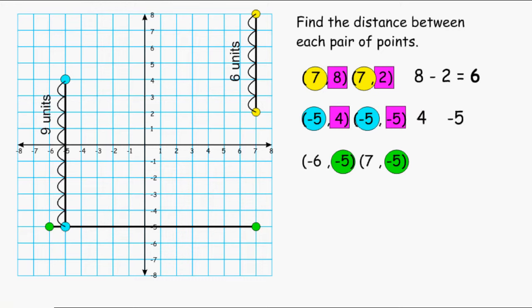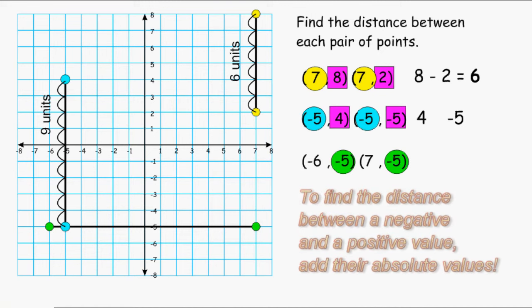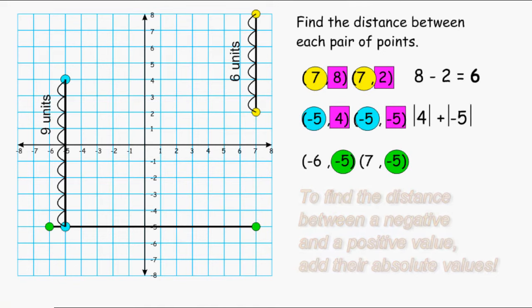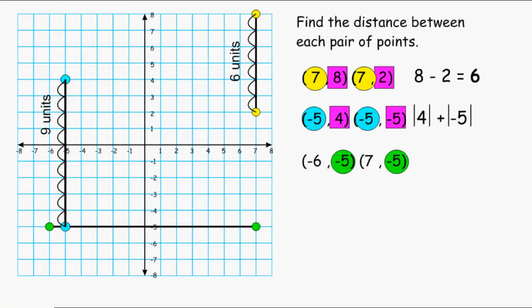Now notice how in this example, we had a negative value and a positive value. When finding the distance between a negative value and a positive value, you must add their absolute values together. If you forgot what absolute value is, it is simply the distance a number is away from zero. The absolute value of a number is always positive. We can look at the coordinate plane to see why that is. Notice how this point is 4 units above zero. And this point right here is 5 units below zero. Because one number is below zero and the other is above zero, we must add their absolute values to find the distance between them.